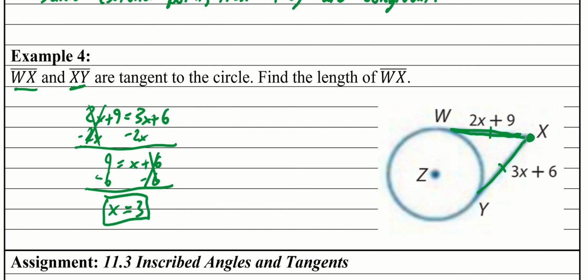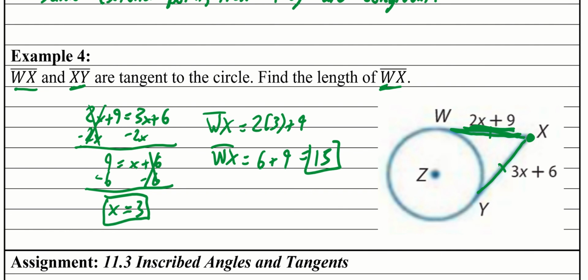Always good to double check. Do I need to plug this back in? In this case, I do. I need to find the length of WX. So I'm going to say WX equals 2 times 3 plus 9, because I'm just using what we were told, WX is 2x plus 9. So WX equals 2 times 3, which is 6, plus 9, so WX equals 15.